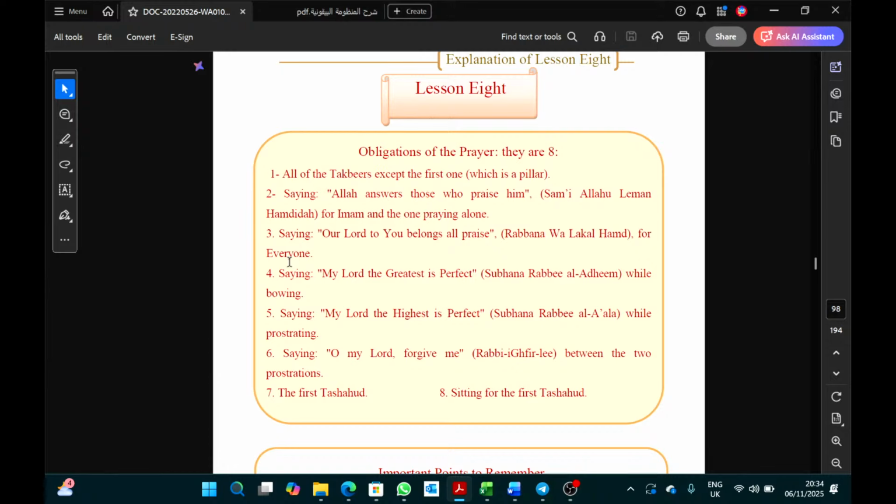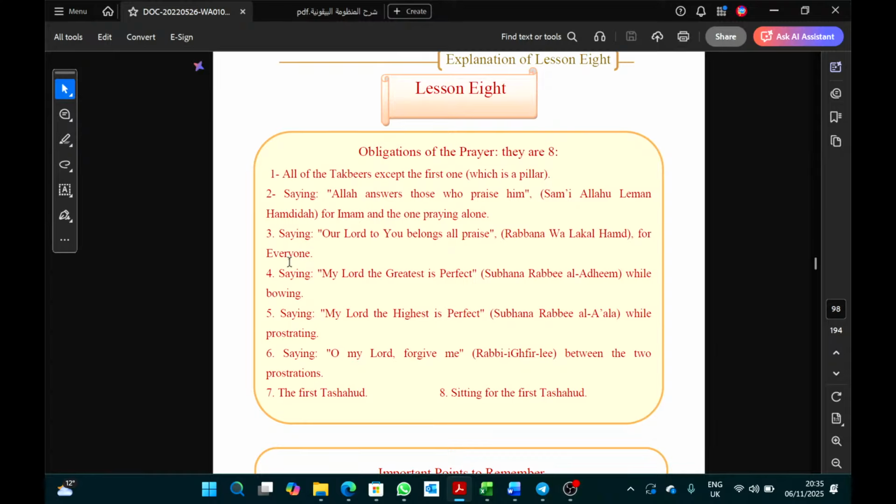We finished with pillars. Now we're going to move on to obligations. What's the difference between a pillar and an obligation? Pillar and obligation are very similar. Meaning if you miss both of them out intentionally, your salah is invalid. However, the difference is if you miss them out unintentionally, yani forgetfully.